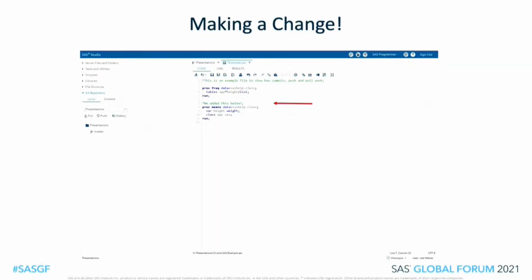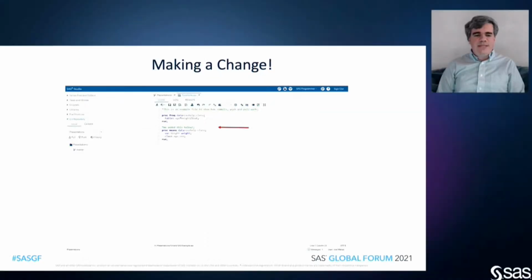Now, let's test opening a file and making a change. We'll open the example.sas file and add a few lines of code. First, open the file just like you normally do in SAS Studio from the Server Files and Folders menu. Then, make a change. I, for example, added a proc means step here. Then, save, just like normal in SAS.